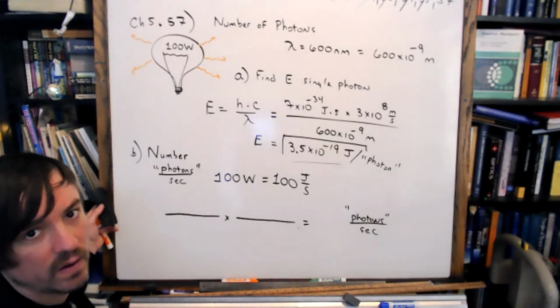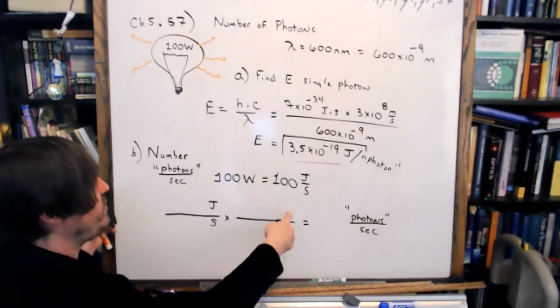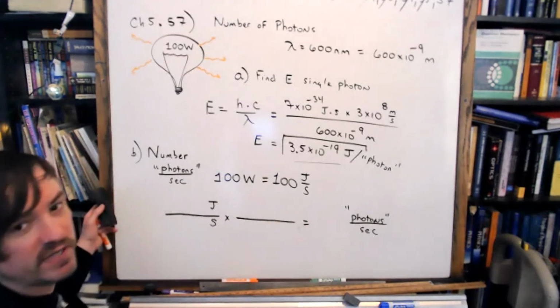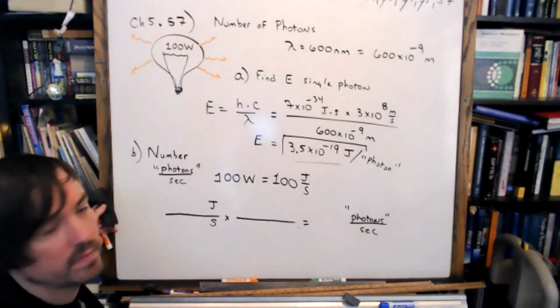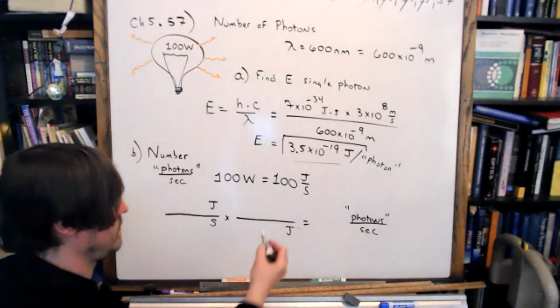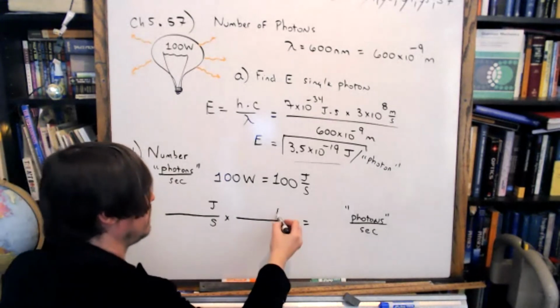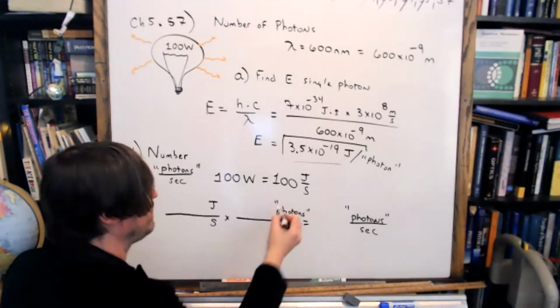We would probably want to start with the joules per second, right? Good. 100 joules per second. Okay. Now, what units would you need here to end up with photons per second? Well, we would want to have joules on the bottom for sure. Yep. And I guess photons on top? Yeah. This is how you do dimensional analysis level 2.